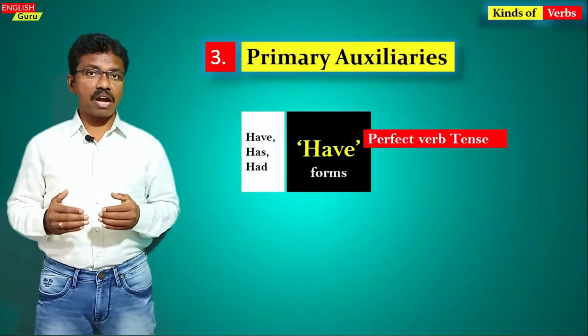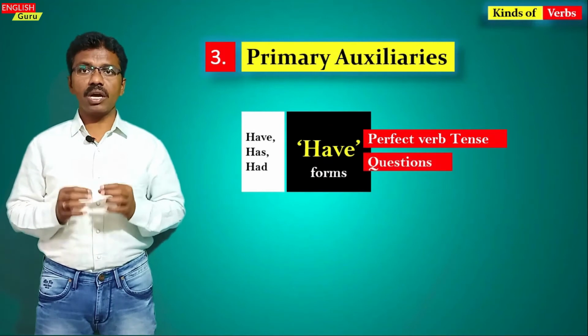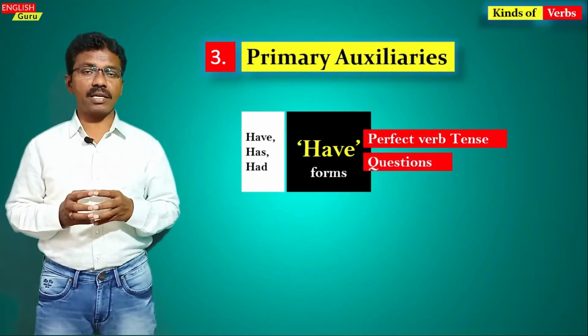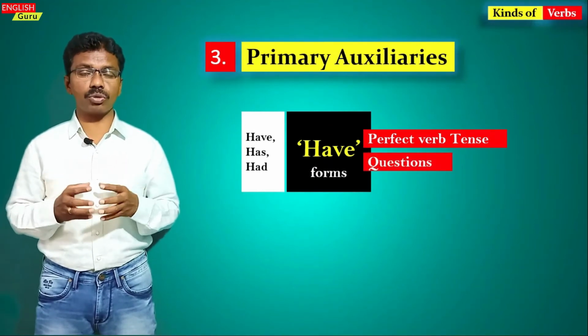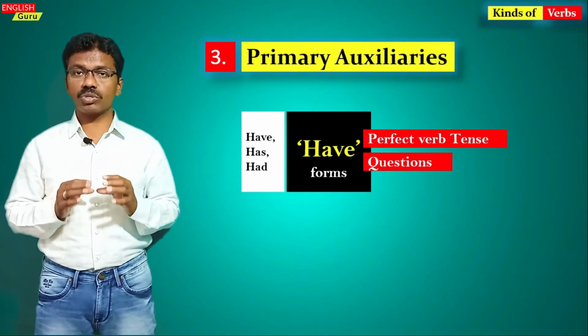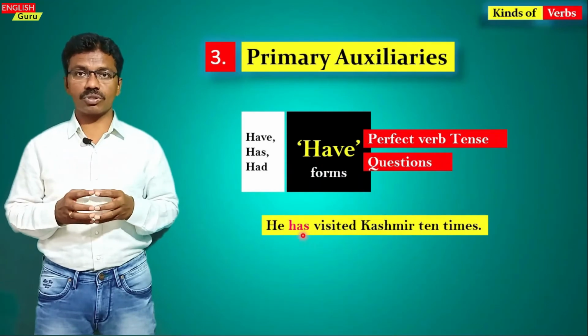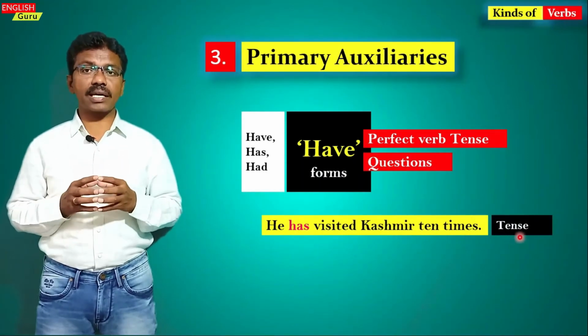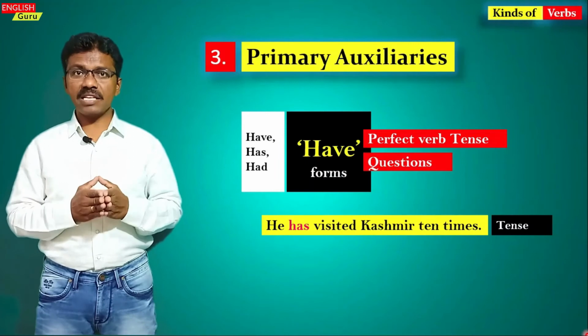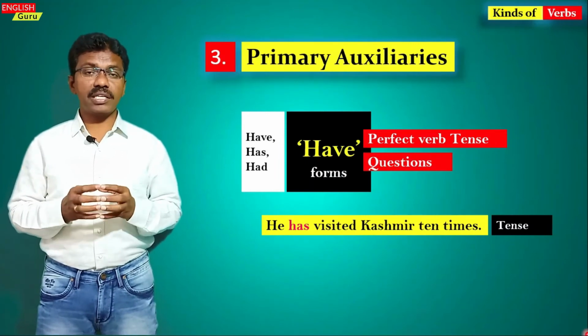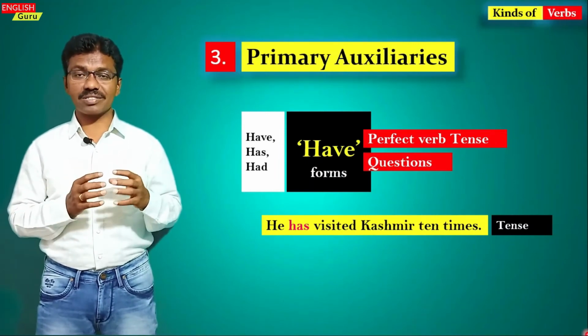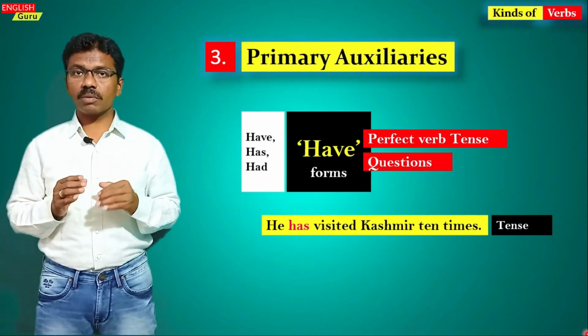And the next one is have forms. Have forms are used in perfect tenses and to frame questions also. So in a perfect tense we use have forms, and also to ask questions we use have forms. For example, he has visited Kashmir 10 times. Has visited, so here has is talking about the tense.